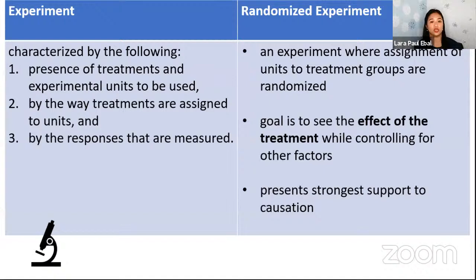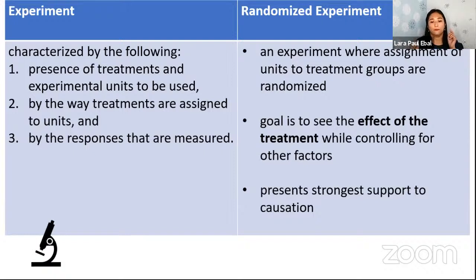So there is this randomization occurring in this kind of experiment. The goal is to see the effect of the treatment while controlling for other factors. So you should have a good background of your experiment so that you can control those other factors that can affect your outcome or response, so that you can focus on the comparison of the effects of the treatments that you really want to compare. Okay? I hope you get me, no? So you have to control so that you can focus on the treatment levels that you want to compare.